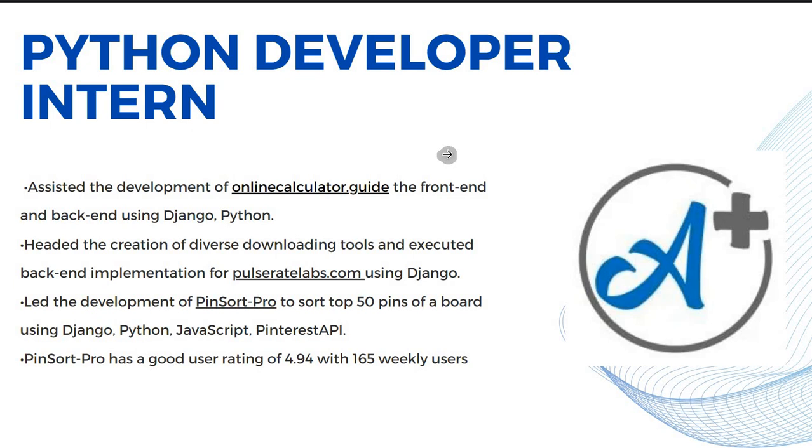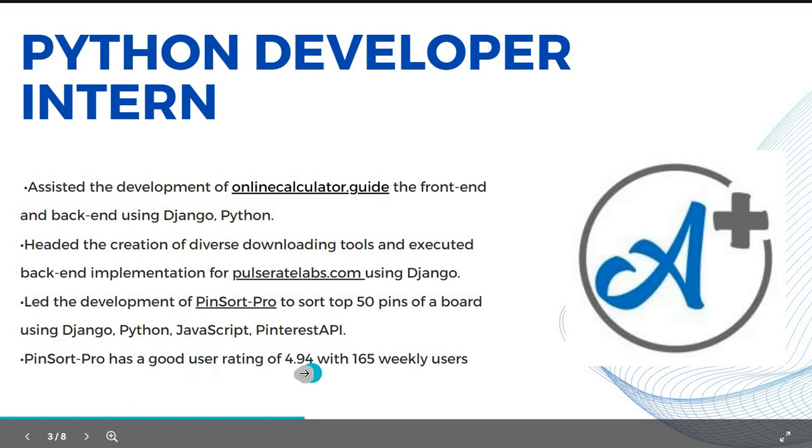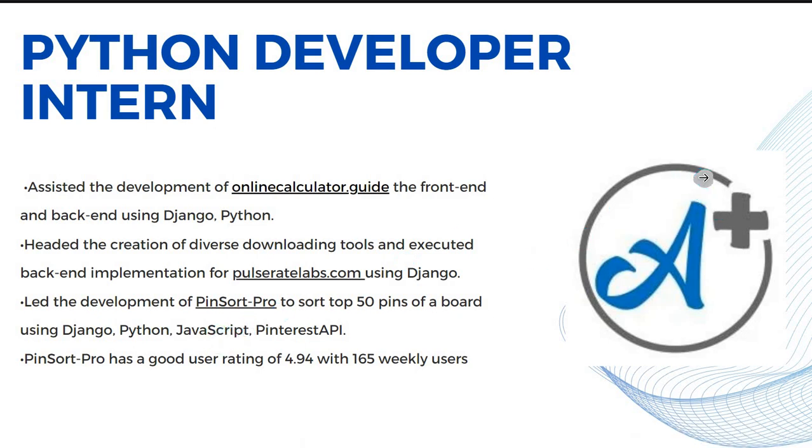PulseRedLabs.com is a business site which provides servicing of web development and web hosting, and it's like a hospitality site for the person who wants to use it. Pinsort Pro is a Chrome extension which helps you sort the pins in ascending or descending order, and also has a button for downloading those pins if you need to download them for a particular board or a page. This has a 4.94 rating with 165 active users, and this was entirely developed by me. You can find it on the Chrome Web Store. It's also mentioned in my resume if you want to see this.